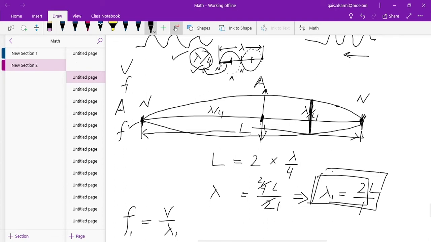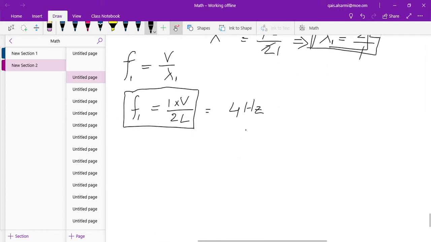So all points have the same frequency but different amplitudes. You can see this point vibrates with a smaller amplitude, this point vibrates with a maximum amplitude, and this particular point vibrates with a very small amplitude, and a node obviously has no amplitude, 0 displacement. So that's the meaning of 4 Hertz. So I can say this is a fundamental frequency.